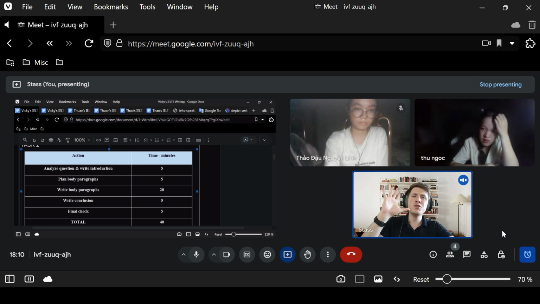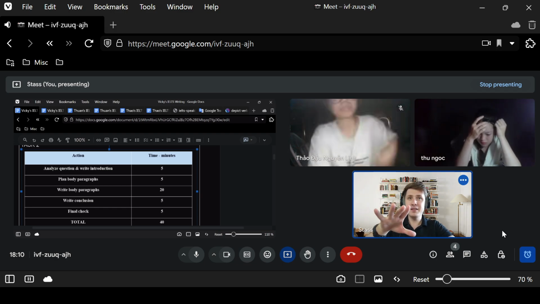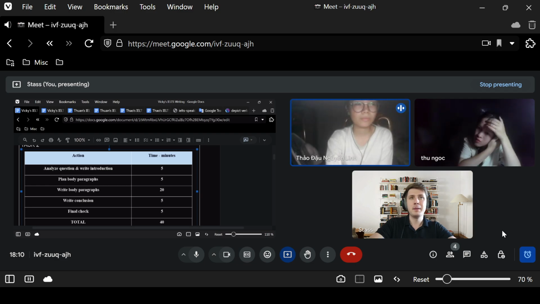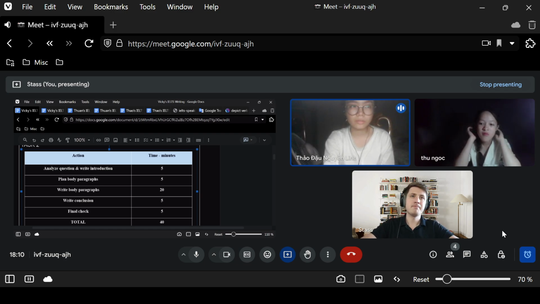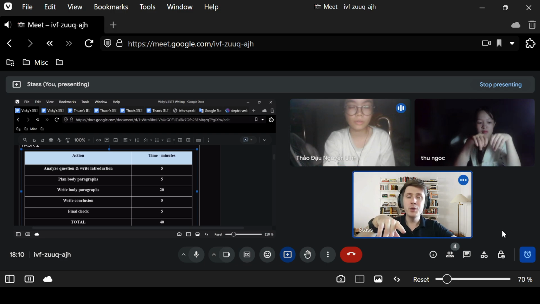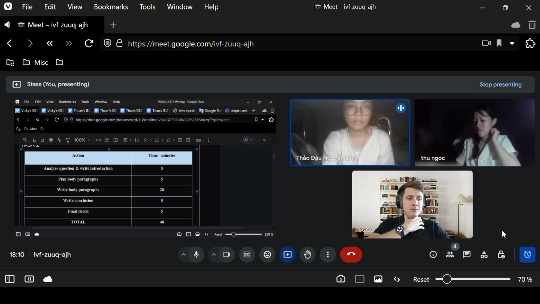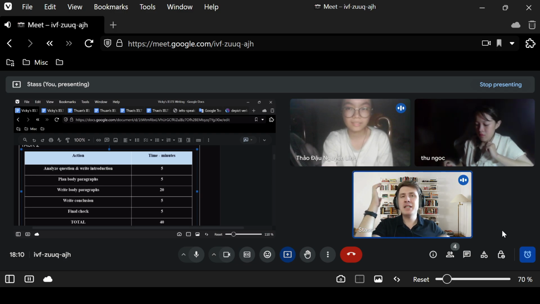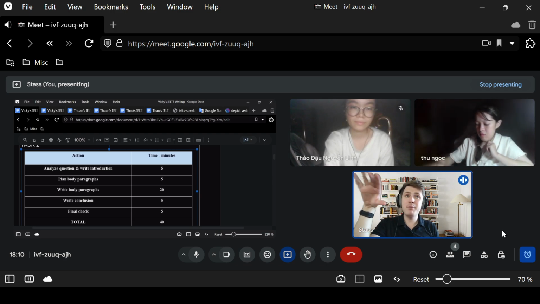That's why planning is so important. Thao, do you plan or not? I just write some advanced words related to the cards. Only that. That's not enough. You need a plan for what exactly you're going to write in the body paragraphs, not the conclusion.